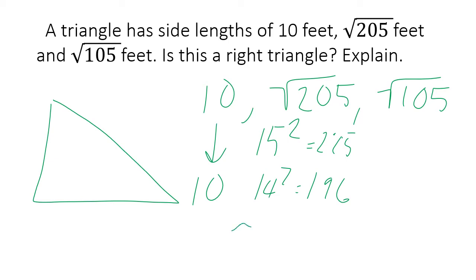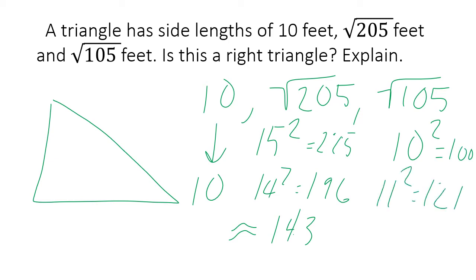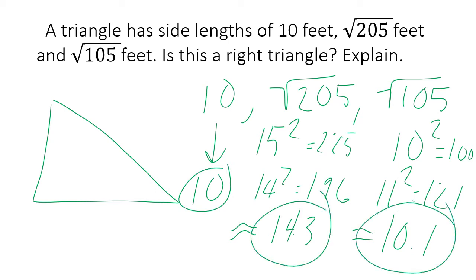So I'm going to say something along the lines of 14.3. Okay, square root of 105. Well, I know that 10 times 10, 10 times itself is 100. I know 11 times itself is 121, so way closer to 10. So I'm going to say around 10.1 here. So I have 10, 14.3, and 10.1-ish.